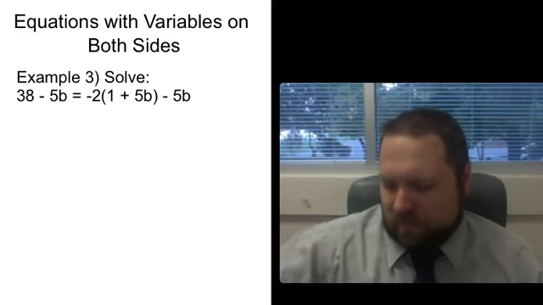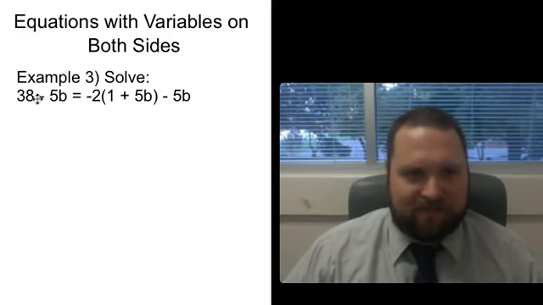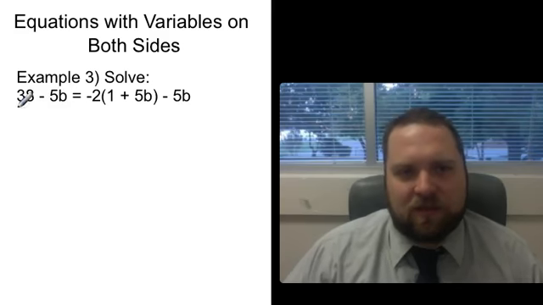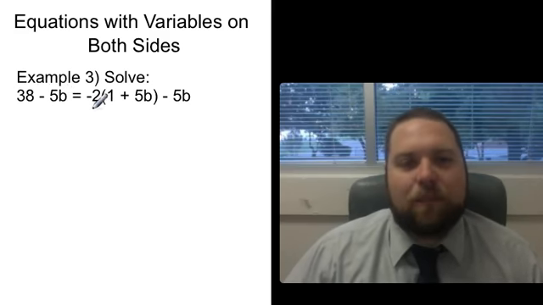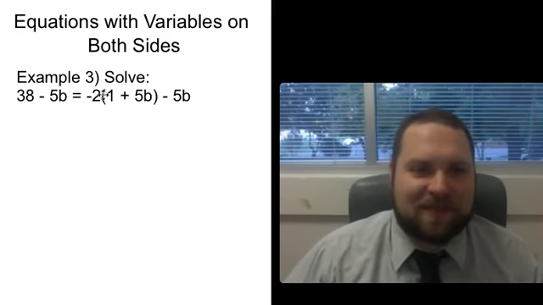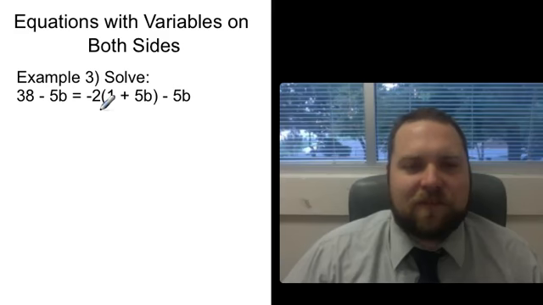So in this example, you can see I have a very complex equation here. On the left-hand side of the equation, this expression, I cannot use the distributive property. I cannot combine like terms. But on the right side, I have distributive property and combining like terms. So we need to do that first before we even gather the variables.